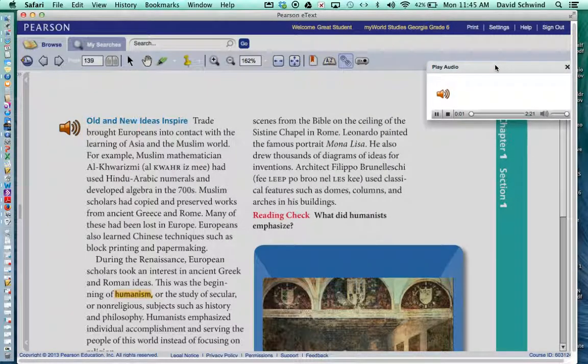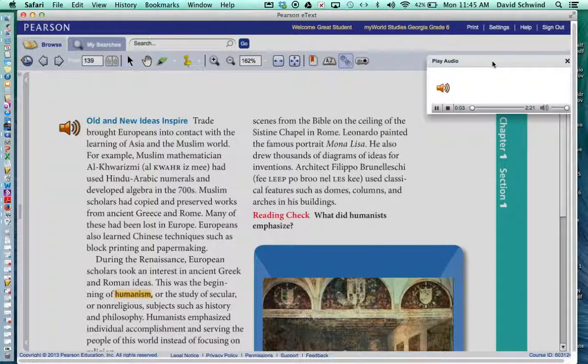Old and new ideas inspire. Trade brought Europeans into contact with the learning of Asia and the Muslim world. For example, Muslim mathematician Al-Khwarizmi had used Hindu-Arabic numerals and developed algebra in the 700s. Muslim scholars had copied and preserved works from ancient Greece and Rome. Many of these had been lost in Europe. Europeans also learned Chinese techniques such as block printing and paper making.